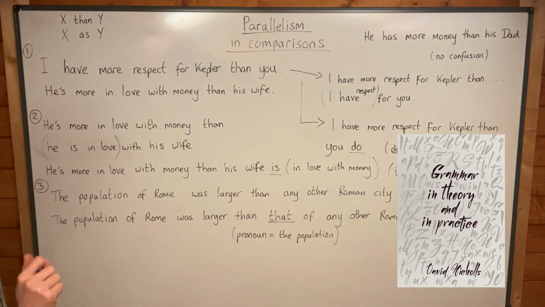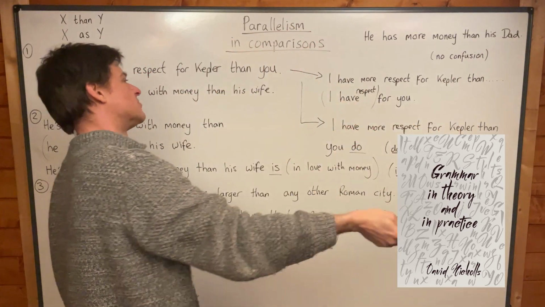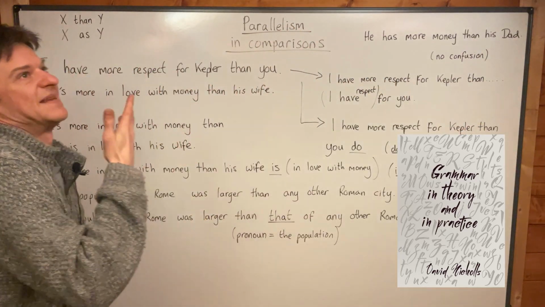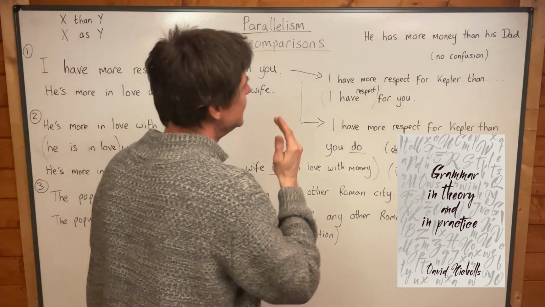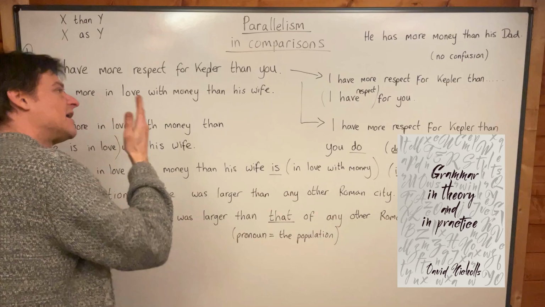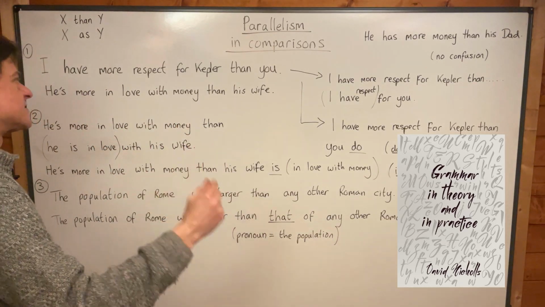and it is important in comparisons. Sometimes when you make a comparison with Van, there's no confusion. He has more money than his dad. It's clear. It's 100% clear. He has more money than his dad has money. Yeah, he has more and his dad has less. It's very clear. But other times it's not so clear.